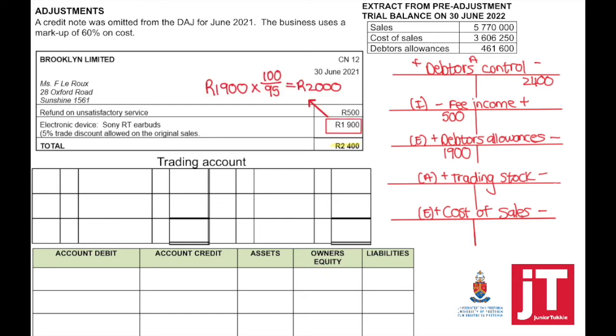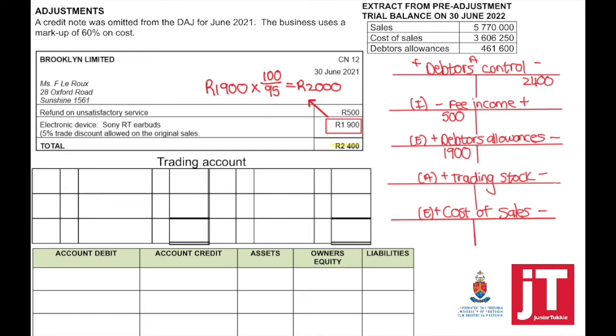This is now an example where the sales amount is given to you. But this now is after 5% trade discount was allowed to the customer, which means that if I want to calculate now the cost of sales, we need to, step number 1, add the trade discount to the sales amount, which means that I want the original amount. So I'm going to say 1,900 times 100 divided by 95. This was the amount before the trade discount.